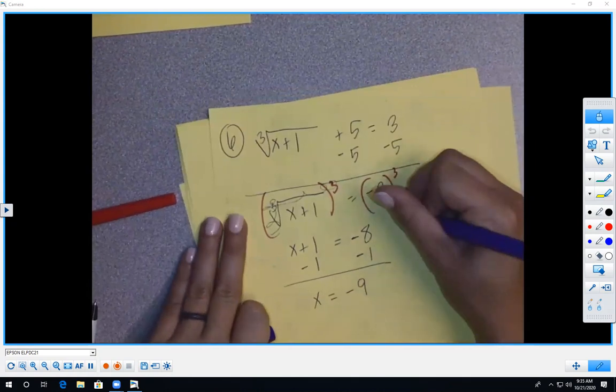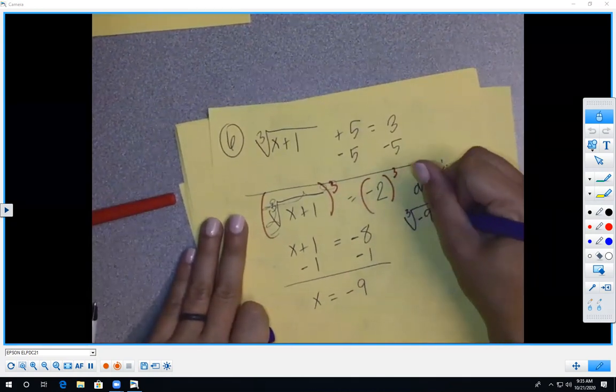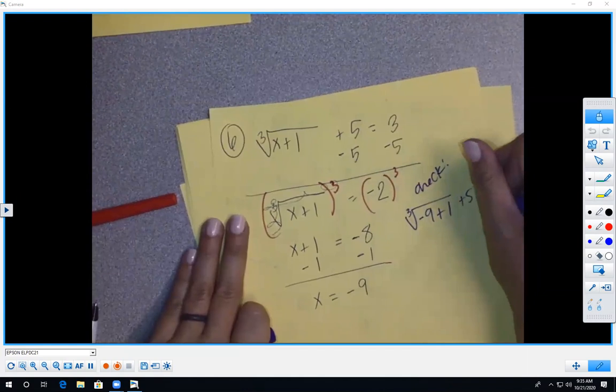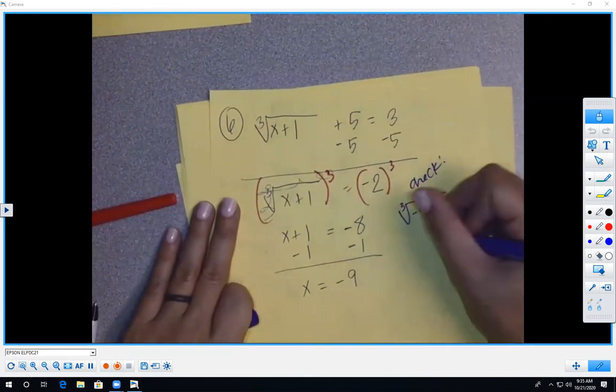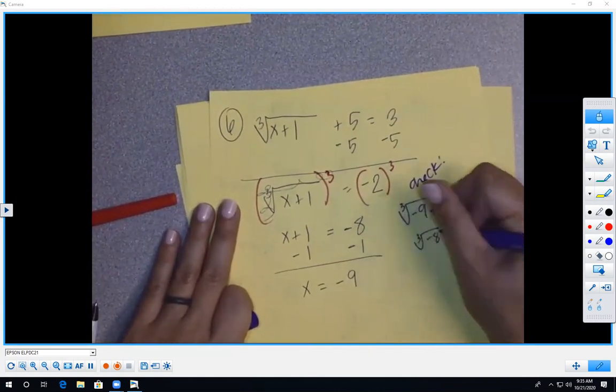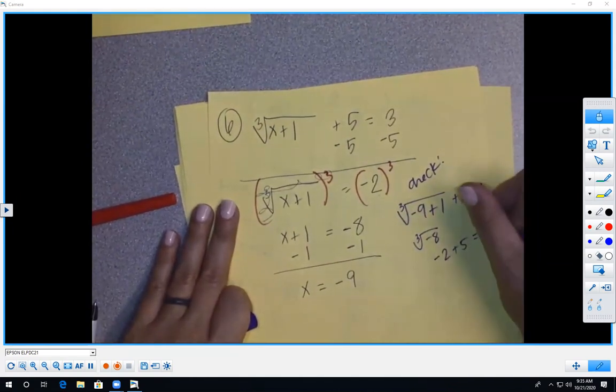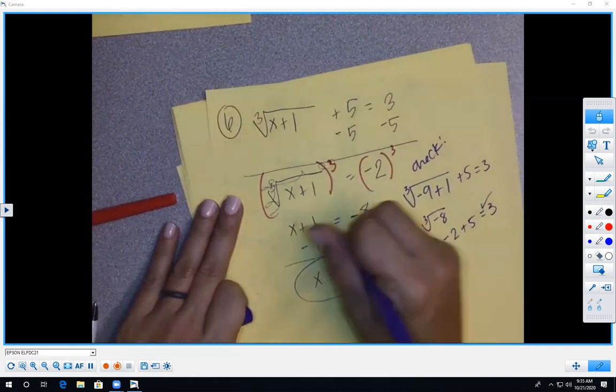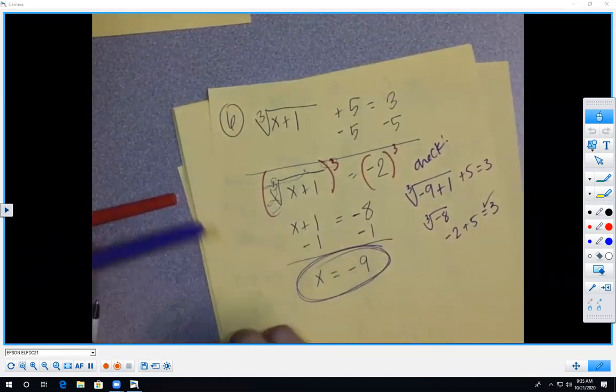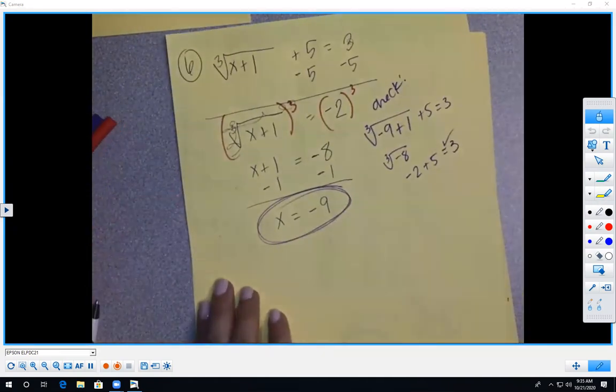So if you checked it, you would get negative 9 plus 1 plus 5 equals 3. Negative 9 plus 1 is negative 8. The cube root of negative 8 is negative 2. And negative 2 plus 5 equals 3. Questions about that?